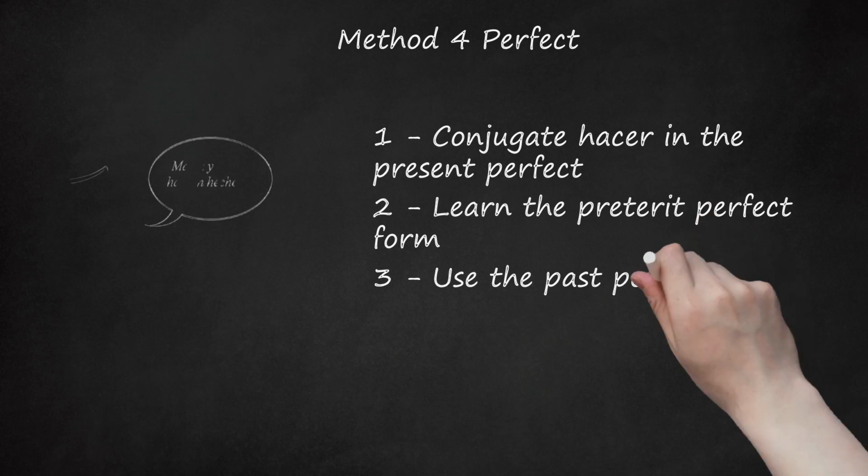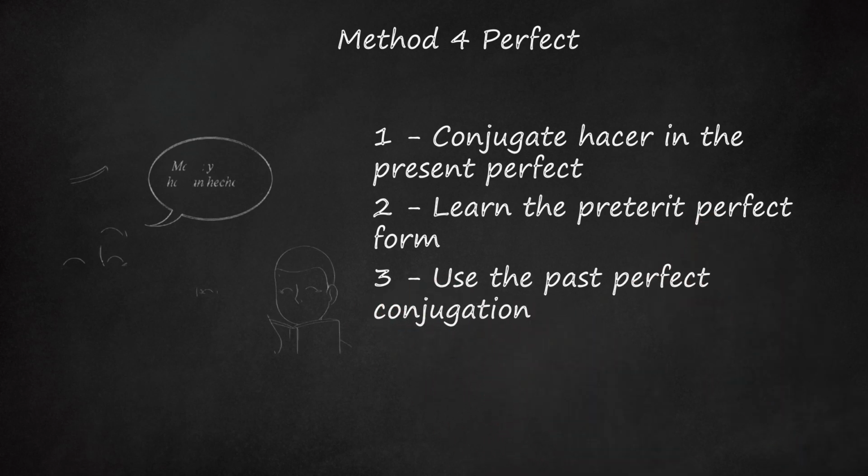3. Use the past perfect conjugation. Switch to the past perfect form of hacer when describing the action of having done something at some fixed point in the past. This verb form is comprised of two parts, the conjugated helping verb, haber, and the singular past participle of the word hacer. Example, Maria and Pedro had done their homework, Maria y Pedro habían hecho su tarea.